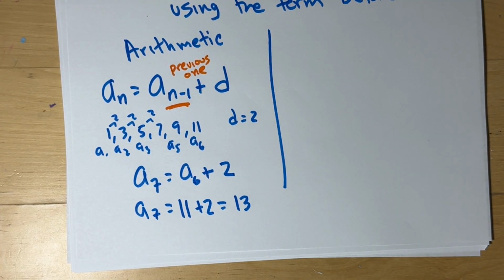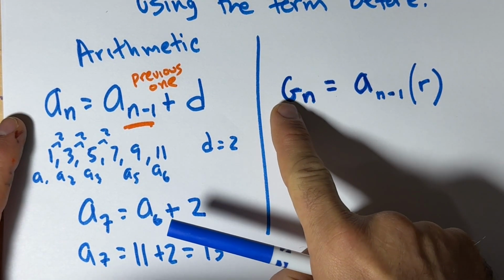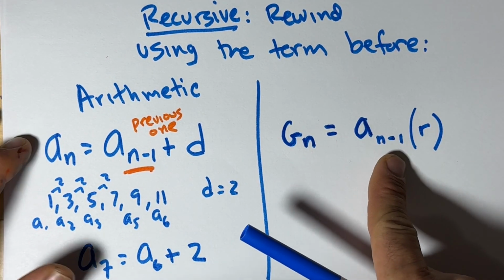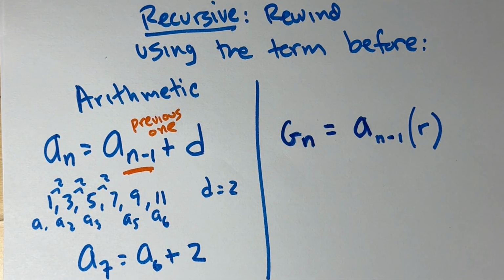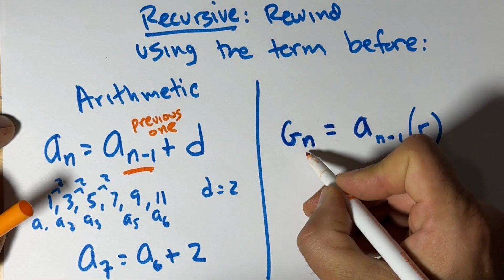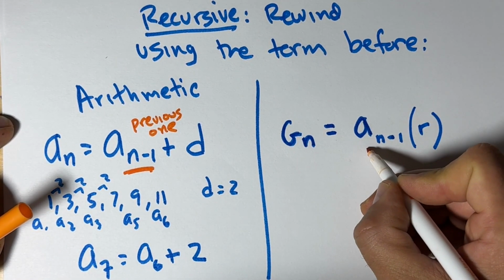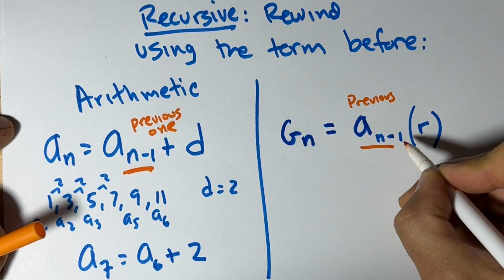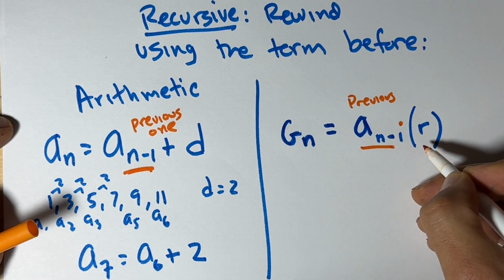So geometric is very much the same, only instead of adding or subtracting, we're multiplying. The geometric recursive formula is going to look like this. And so what this means is we take whatever one we want to find, we'll use the one before, again, that's the previous one, times whatever we keep multiplying it by.